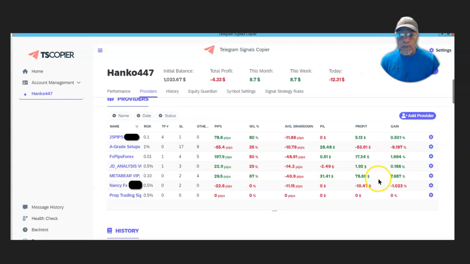And MetaBear, this one seems to be our star, but I think there were some drawdown issues on that, but we'll check that out this week. NancyFX, I think that this is a good service, but I don't think it's built for this copier. So you can't judge everything just by this. And of course, we have prop trading signals, and the trade copier just doesn't pick up these type of signals the way that they're formatted. So we won't be working with this next week.